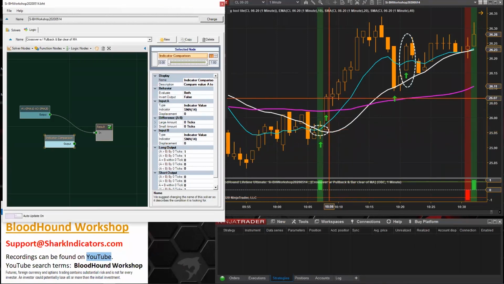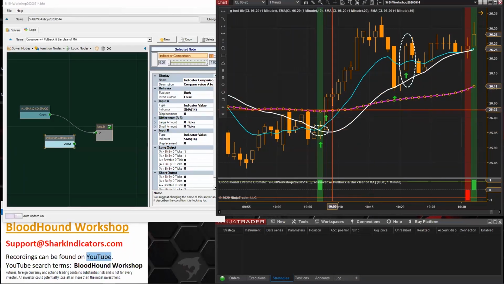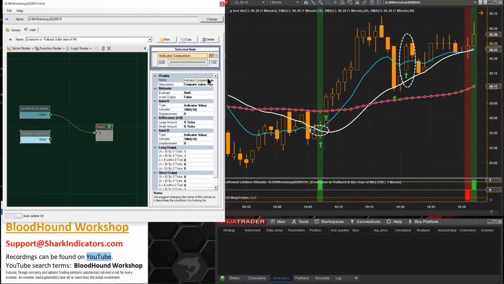And so for this long signal, we want to make sure that the high of the bar is above the 40 SMA, right? And that is basically what, for a long condition, would be the bar touching the SMA 40 if the high is above it. So let's pull this over here and let's name this number 2.